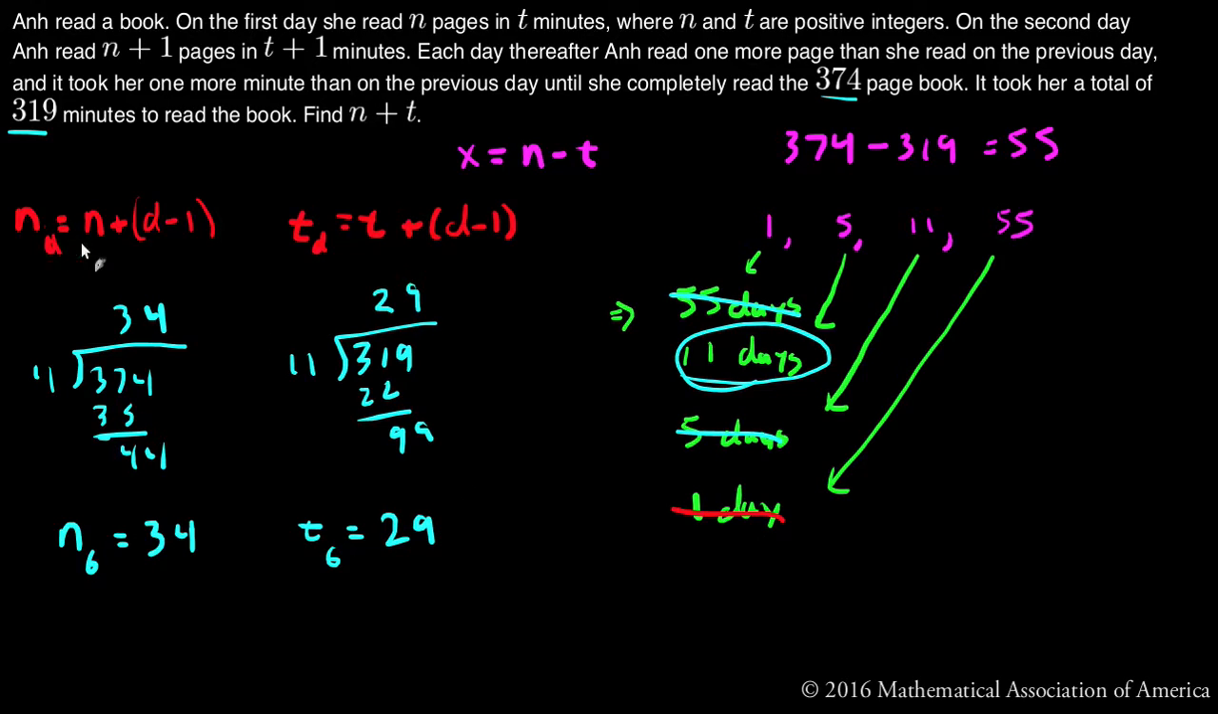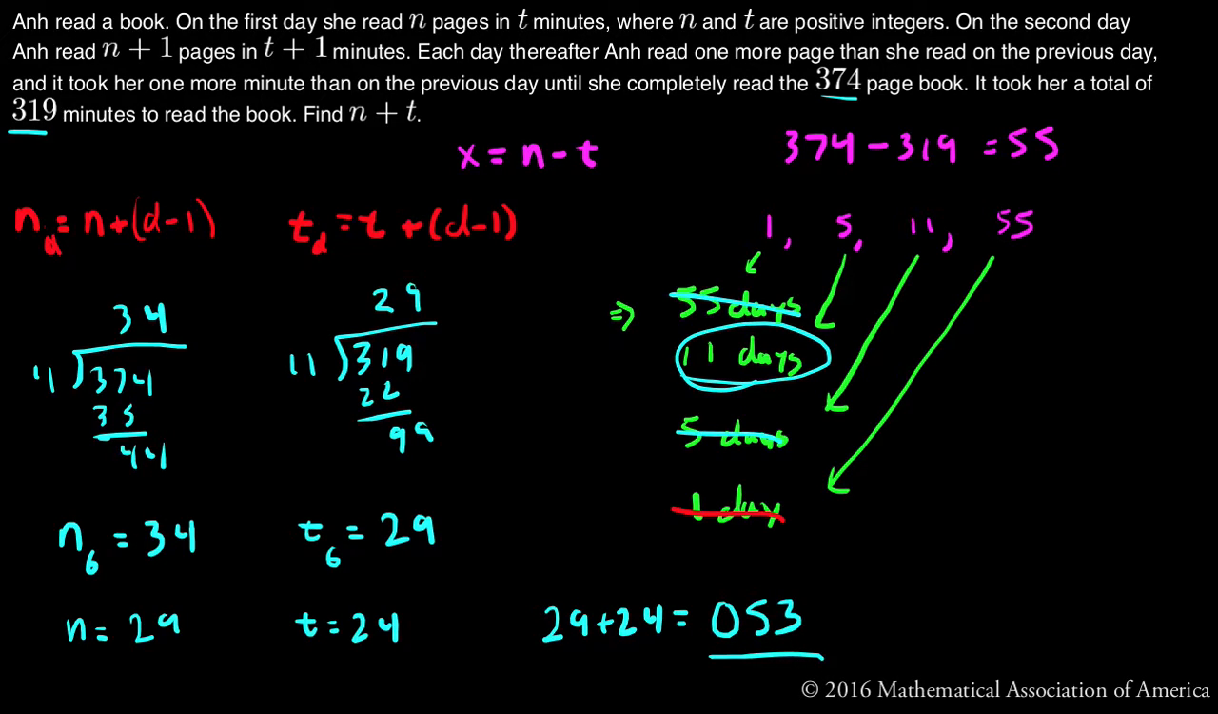And either I can use this arithmetic sequence formula, or I can just count back. If I need to get to 1 from 6, I need to go back 5. So this would give me n equals 29. And same thing here. If I want to get back to t1 from day 6, I'll go back 5 spaces. So t is 24. And finally, I can do 29 plus 24, and that will be 53, with the 0 in there because we need to bubble in 3 digits.